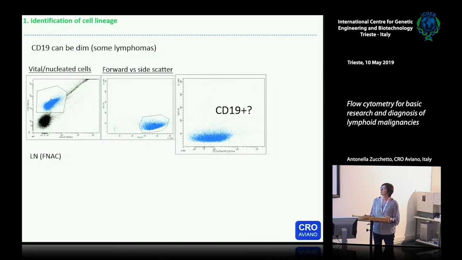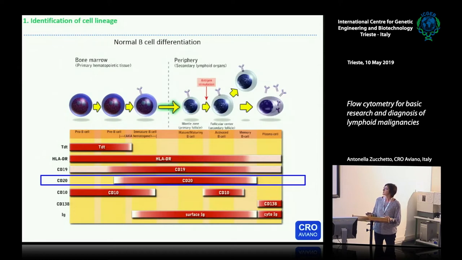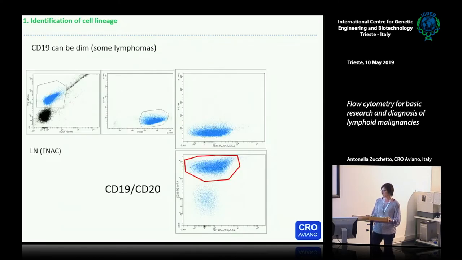So first of all, you get on viable nucleated cells, all are lymphocytes, and then CD19 is not so well expressed, so it's difficult to discriminate positive versus negative. In this case, we can use another marker, which is CD20, that is not expressed like CD19 at all stages of B cell differentiation, but it's almost all present from pre-B cells to mature memory cells. So if we add CD20 to our staining, we can well discriminate the CD19, 20 positive population from residual cells.